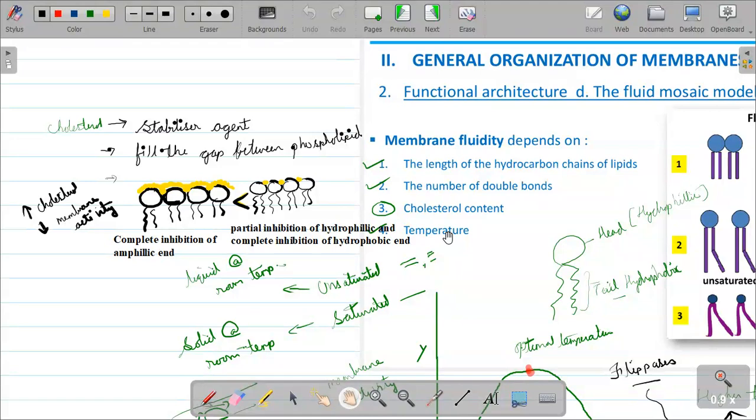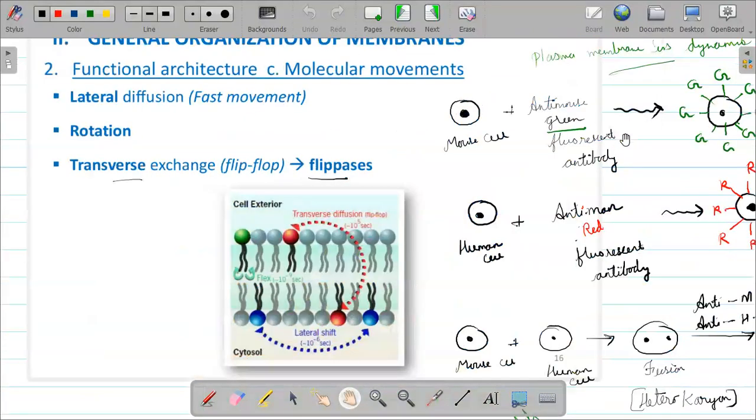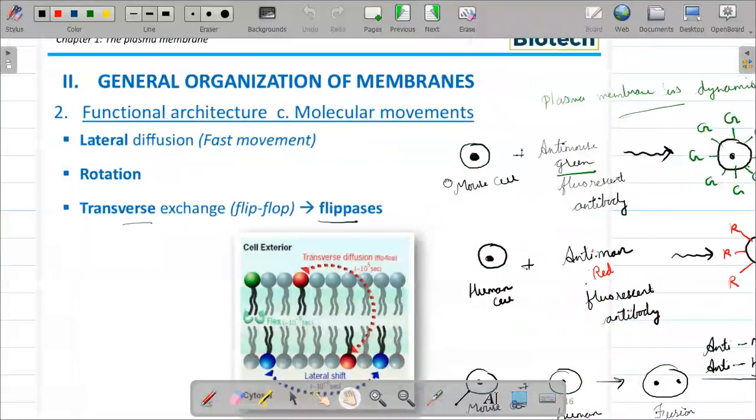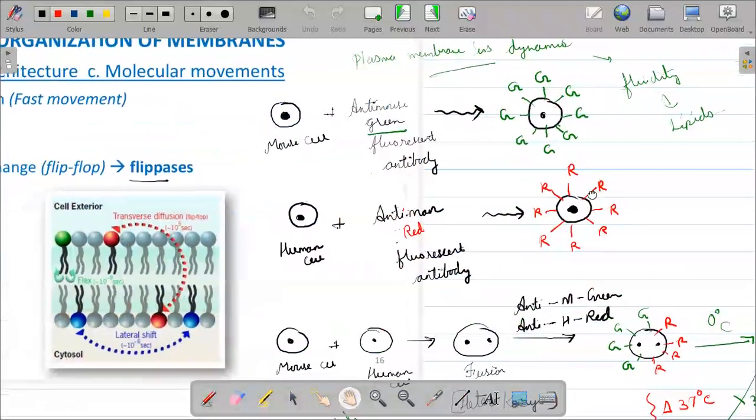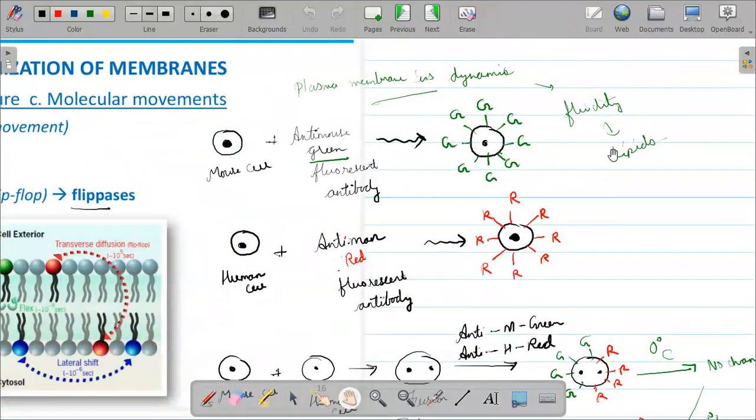Which is responsible for the dynamic nature of the plasma membrane, Pooja? Cholesterol, sir? Cholesterol is responsible for making the plasma membrane dynamic? Oh my god, no, no, no. What cholesterol? Lipids. This is why I discussed it here. The fluidity is because of lipids. So fluidity means the speed of action of the membrane, right?